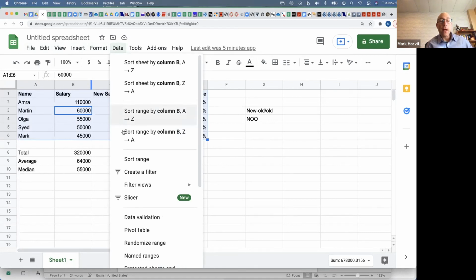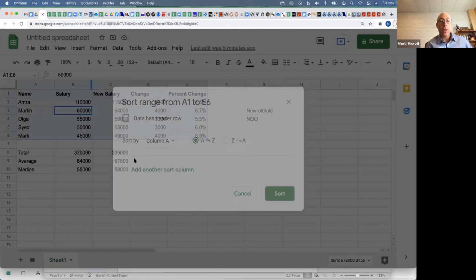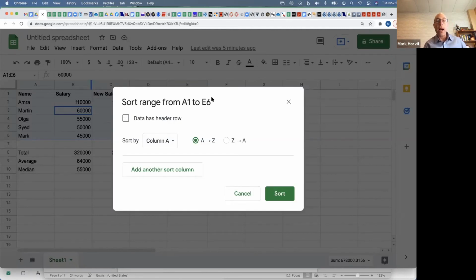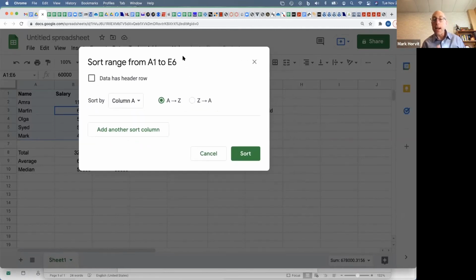And I'm going to go down to sort range. In Excel, just pick sort, just sort. And you'll get a box that looks very much like this. Not exactly like this, but very much like this. And I'm going to tell it which column I want to sort.